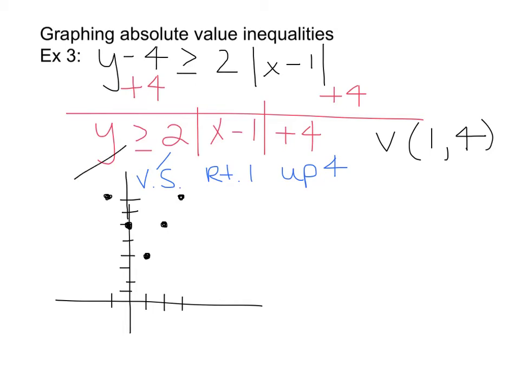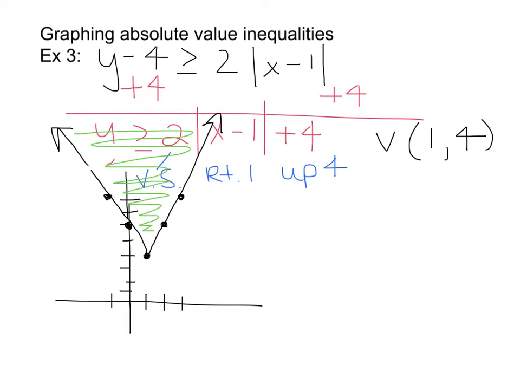Now, look at the inequality that was given to you. It's greater than or equal to, which means I get to make my V a solid V. Now we need to do our shading, so we're looking for the portion of our graph where our y values are going to be greater than that, and hopefully you can realize that it's going to be right here in the middle, so we are going to shade everything inside our V.